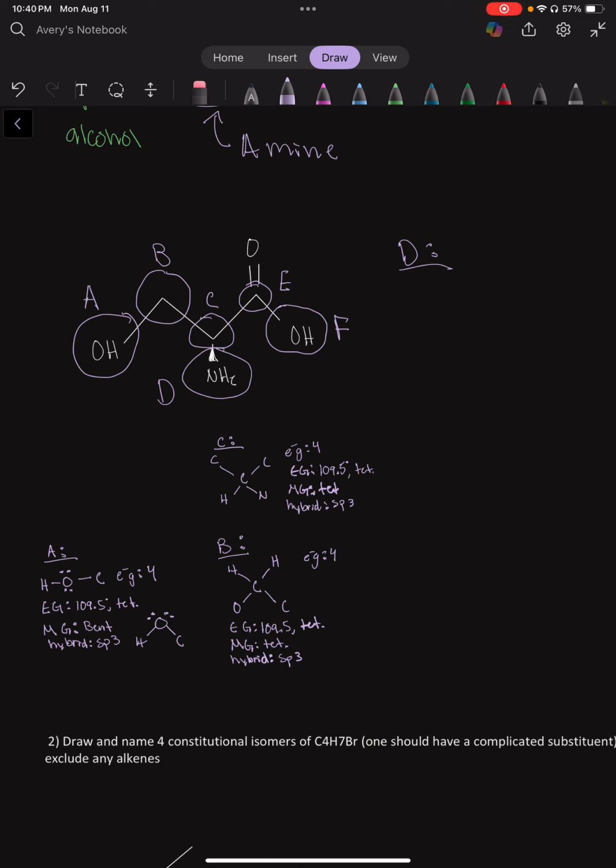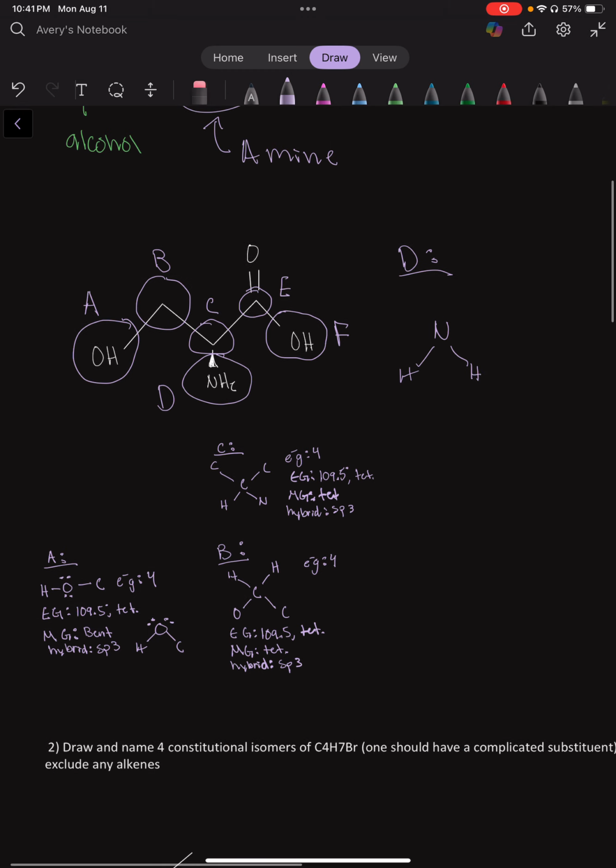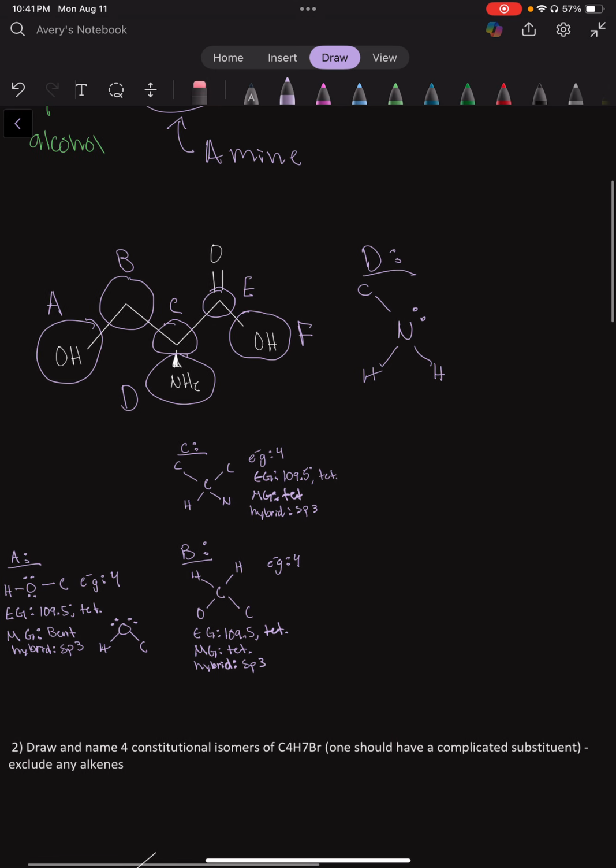We have nitrogen, which is bonded to 2 hydrogens, a carbon. So we're going to have a lone pair of electrons because all of these atoms follow the octet rule, or at least nitrogen does. So since nitrogen follows the octet rule, we have to add that lone pair of electrons.